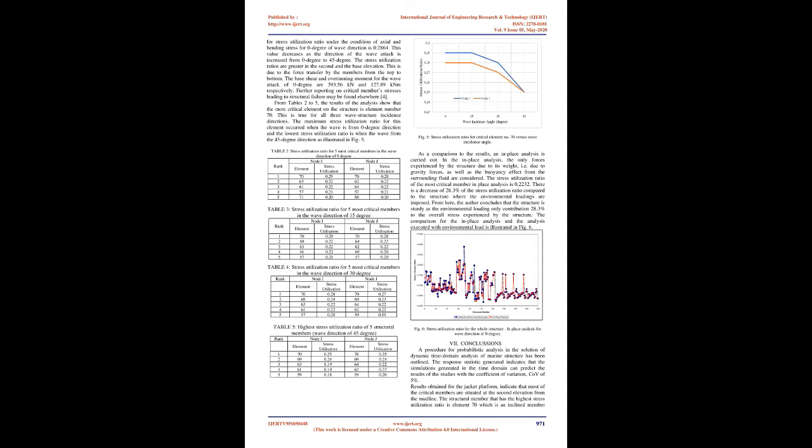The stress utilization ratios for critical members are tabulated in Table 2 to Table 5. In Table 2, the maximum value for stress utilization ratio under the condition of axial and bending stress for 0 degree of wave direction is 0.2864. This value decreases as the direction of the wave attack is increased from 0 degree to 45 degree. The stress utilization ratios are greater in the second and the base elevation. This is due to the force transfer by the members from the top to bottom.